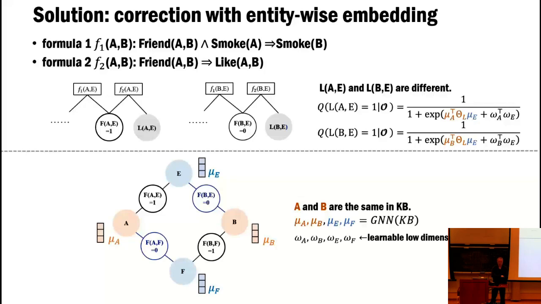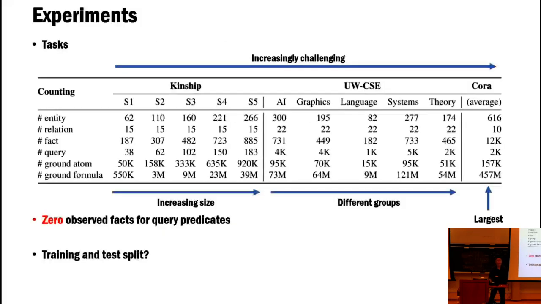So if you do this, you can actually get an efficient inference approach for graph neural nets. We experimented with some of these benchmark datasets typically used for Markov logic networks. One is Kinship, a synthetic dataset. You can always increase the number of entities and create larger and larger databases. So you can see that in Kinship, we have different versions.